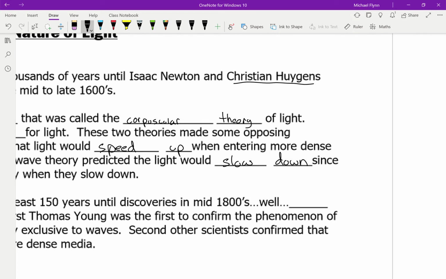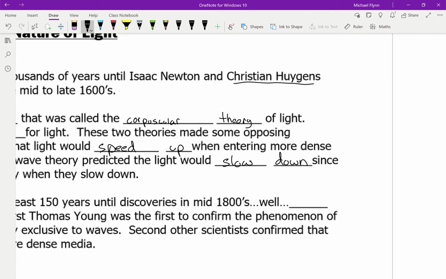Light, when it enters glass from air, let's say, bends. That's called refraction. We'll talk about that later. So light refracts when it enters the glass, it bends. And the way that it bends is, if a wave were to bend that way, it only bends like that when it's slowing down. And that's why Huygens made that prediction, because other types of waves, like water waves, bend the same way, but only when they slow down.